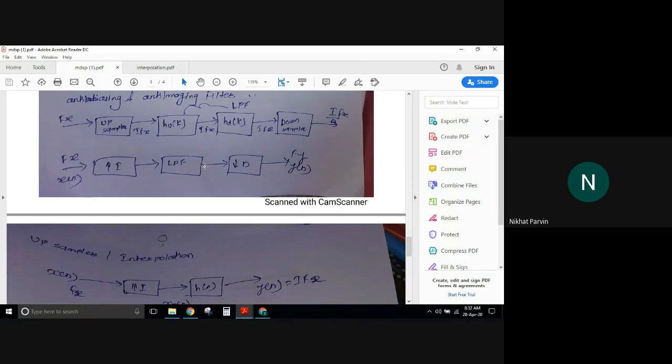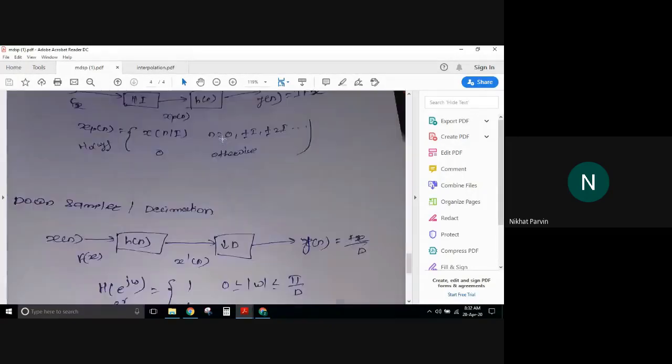In the case of interpolation, I'm using this filter to avoid the images. That means it acts as an anti-imaging filter, and this filter will act as an anti-aliasing filter. How we'll see that, we have to see through the derivation.